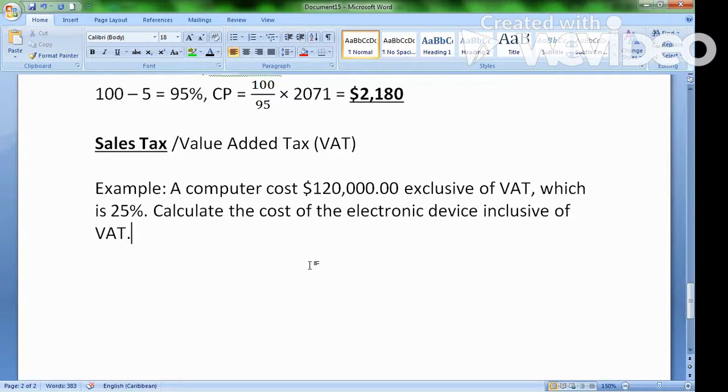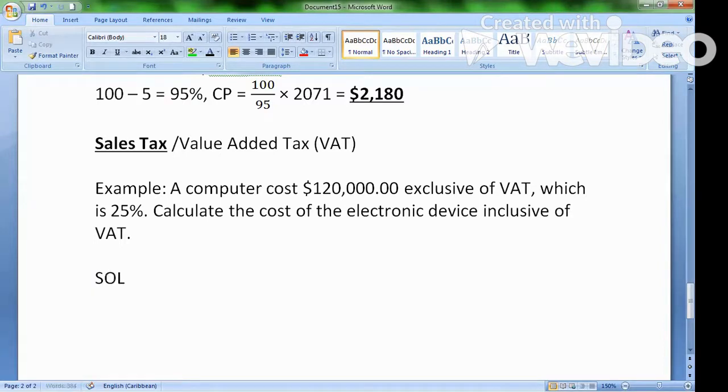All right, so a computer costs 120 grand, exclusive of tax. That means what? This price, there's no tax in it, not true? And they say that the tax is 25%. So calculate the cost of the electronic device inclusive of tax. And tax is an add-on, not true? It's like you want to relate it to a profit. So a discount is like a loss, and a tax is like a profit.